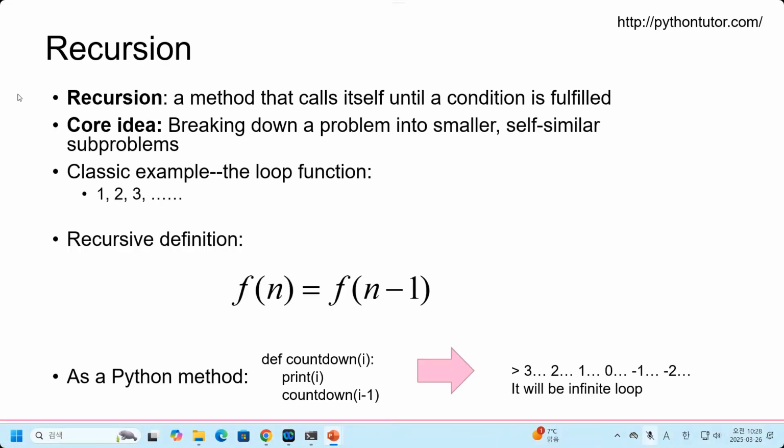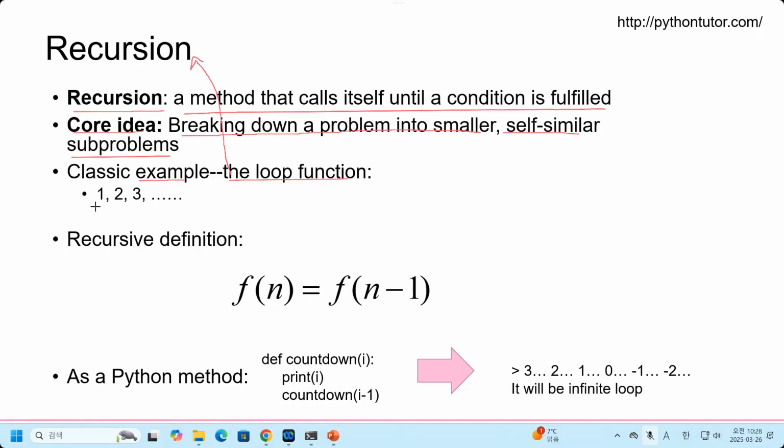So what is recursion? Okay, we call it recursion. Recursion is a method that calls itself until a condition is fulfilled. So the core idea is to break down a problem into smaller, self-similar sub-problems. The classical example: if you know the loop function, the loop function is similar to recursion.